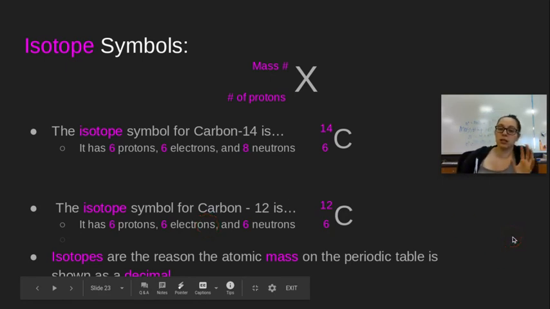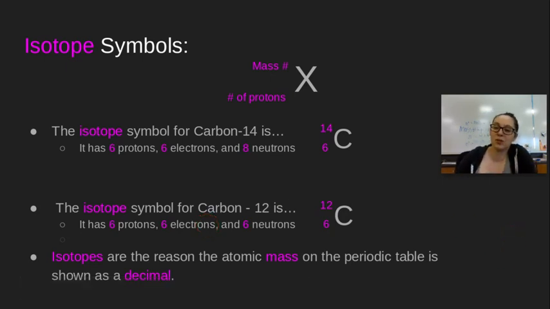Isotopes are the reason that the atomic mass on the periodic table is shown as a decimal. So we know that we can't have decimals or fractions of protons and neutrons. Technically we can, they're called quarks, but quarks don't hold any properties of protons and neutrons. So if we want our proton to have a plus charge, then we can't split it up anymore.